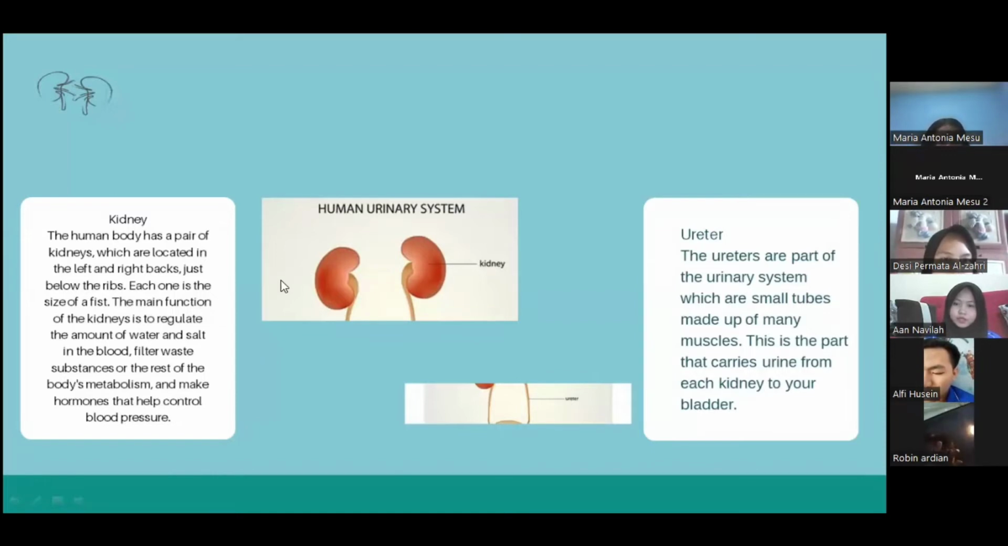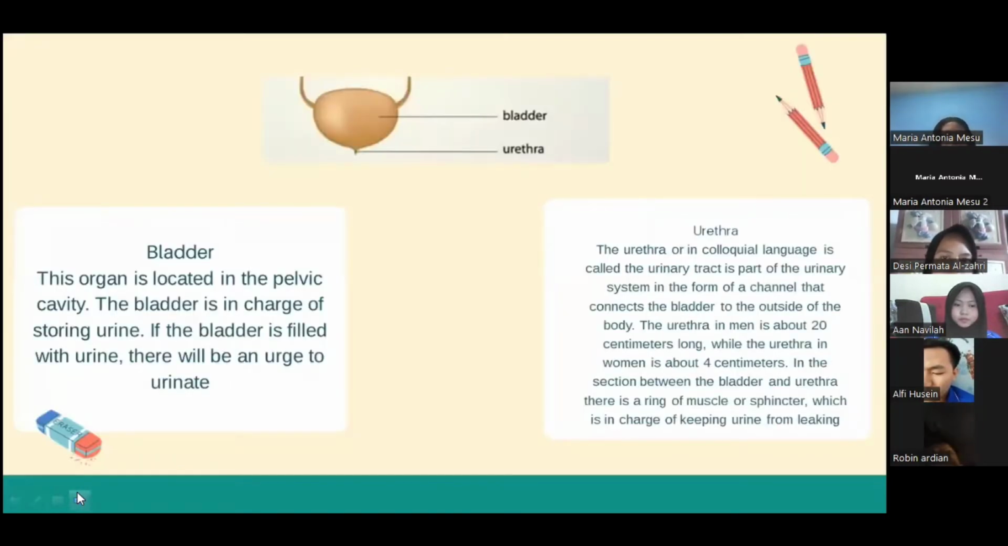Ureter. The ureters are part of the urinary system, which are small tubes made up of many muscles. This is the part that carries urine from each kidney to your bladder. Next. Bladder. This organ is located in the pelvic cavity. The bladder is in charge of storing urine. If the bladder is filled with urine, there will be an urge to urinate.